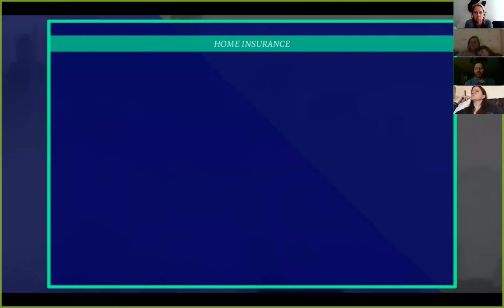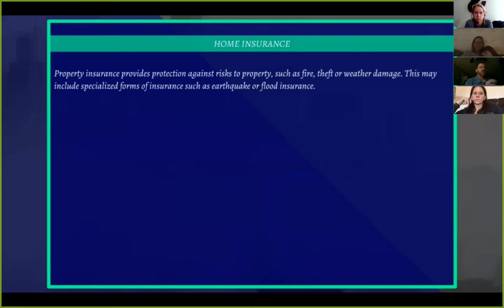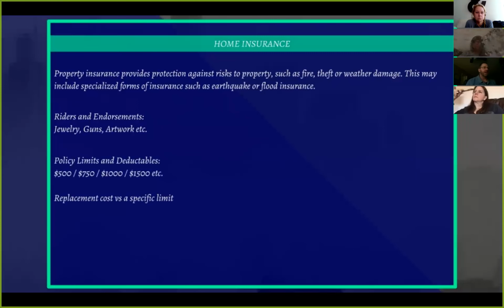Home insurance. Now, you have a very similar story in the home insurance world where this is going to protect you against things such as fire, theft, water, weather damage. It may include specialized forms of insurance like flood or earthquake, depending on where you live. This is where you're going to add in certain riders if you have jewelry, guns, artwork, antiques. And again, you're going to want that higher deductible.